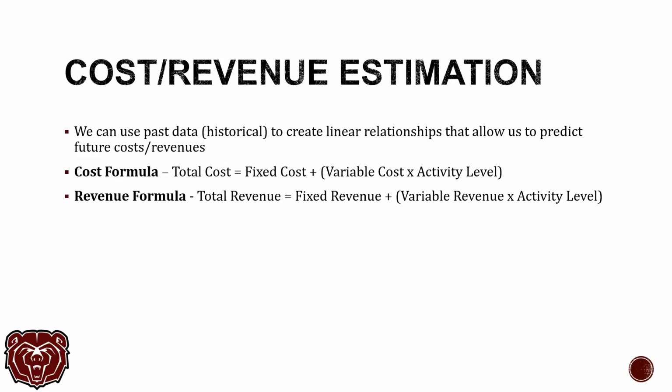So first one we'll talk about is the cost formula. And all it says is that your total costs equals your fixed costs plus your variable cost times your activity level. Revenue formula is the same, except replace your costs with revenue. So total revenue equals your fixed revenues plus your variable revenue times the activity level. However, please remember, these are only valid within the relevant range. These are only relevant when they're inside the relevant range that we determine.